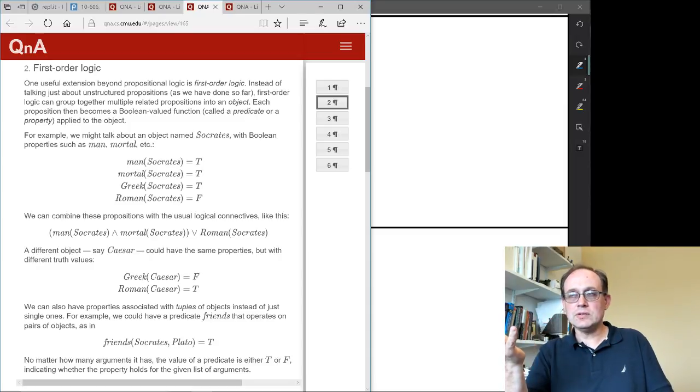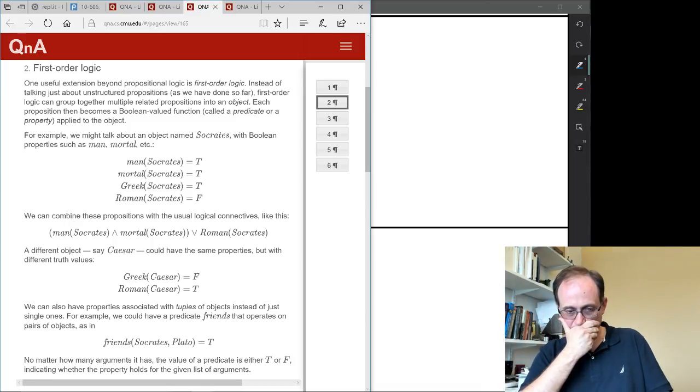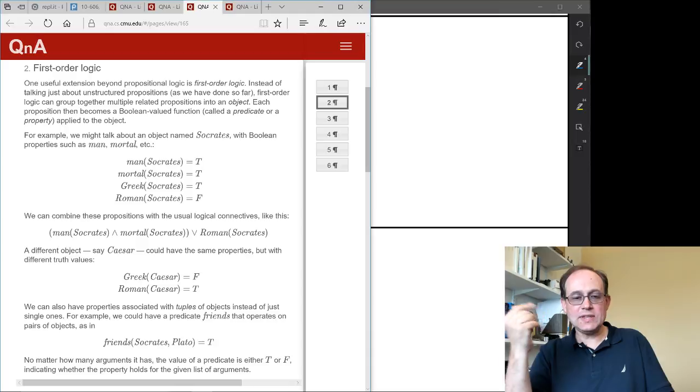And once you introduce these properties that an object can have, then every time you introduce another object, let's say Caesar, it will also have its own copy of each one of these properties. So Caesar will know whether Caesar was a man, whether he was mortal, whether he's Greek or Roman, and so forth. And so the properties have the same names, but they have potentially different values. So Caesar, in fact, was Roman and not Greek. And so we think of these properties, man, mortal, Greek, Roman.